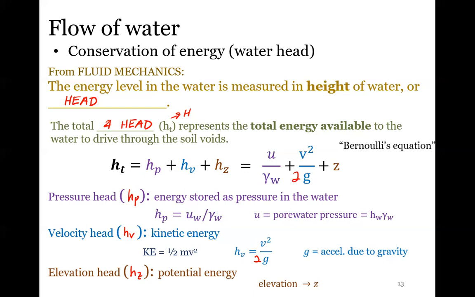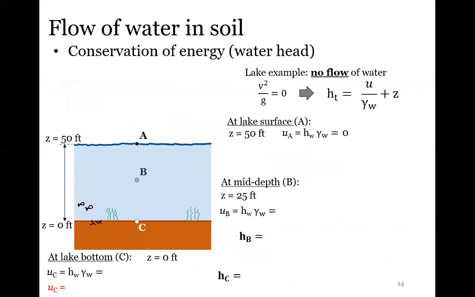But when we're looking at water, we have a specific case. So we can actually simplify this a little bit further. When we're looking at the flow of water through soil, what we know is if we have static conditions, then our velocity is going to equal 0. So our total head is just equal to the pressure head plus the elevation head.